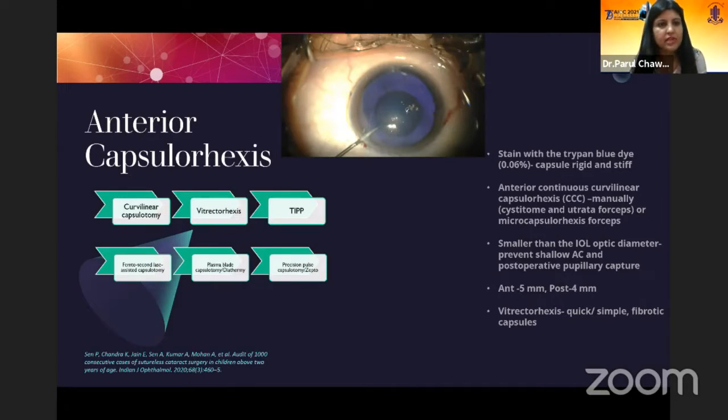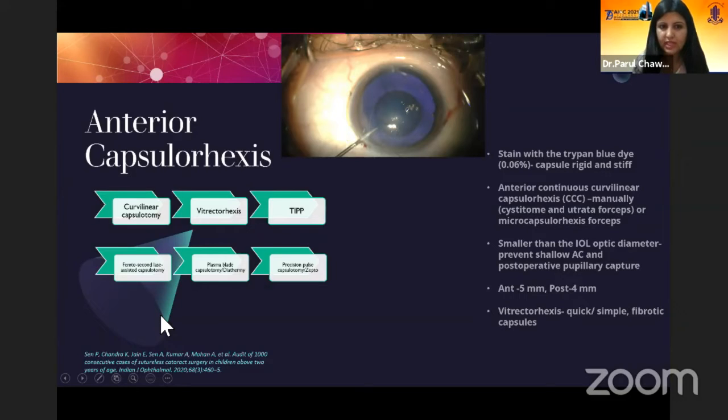So anterior capsulorhexis can be done in various ways. We can use a cystitome with Utrata forceps to do a curvilinear capsulotomy, or we can use a vitrector to do a vitrectorhexis. Vitrectorhexis is quick and simple, but it is used in fibrotic capsules. We can use the 2-incision push-pull technique as given by Dr. Ken. We can use femtosecond laser-assisted capsulotomy.